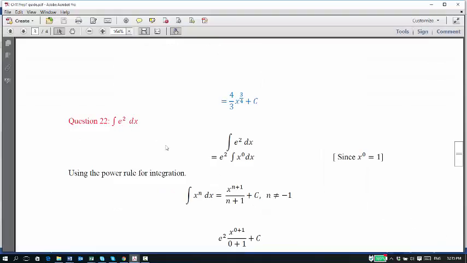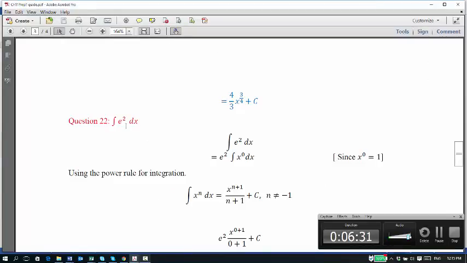So we have the next question here, which is e to the power 2 dx. Notice here that when the dx sign is there, it shows you who is the variable. So x is a variable. Now this is the sign of integration, which is the sum sign. Notice here that e to the power 2 does not contain any x, so it is taken out.